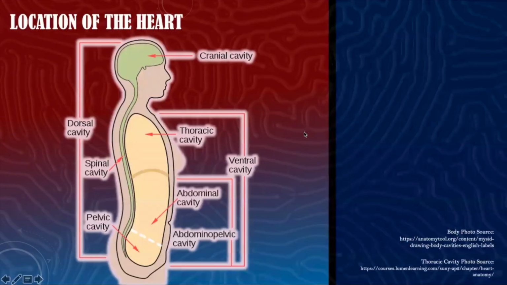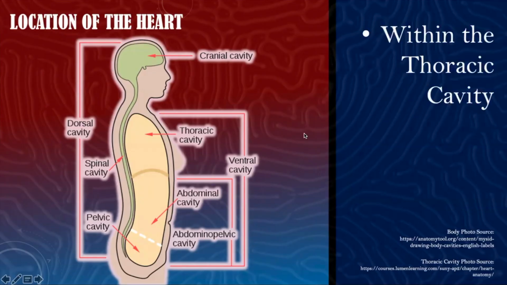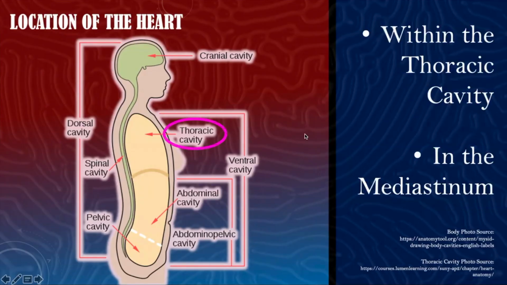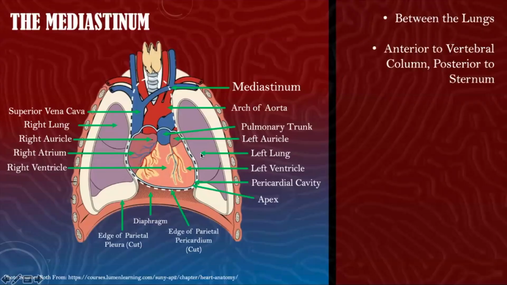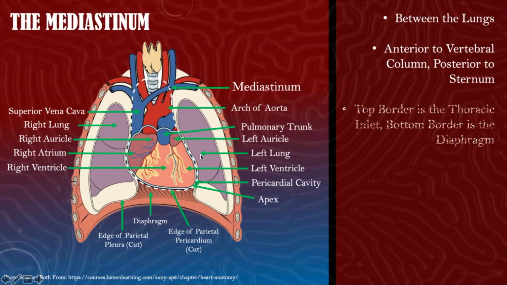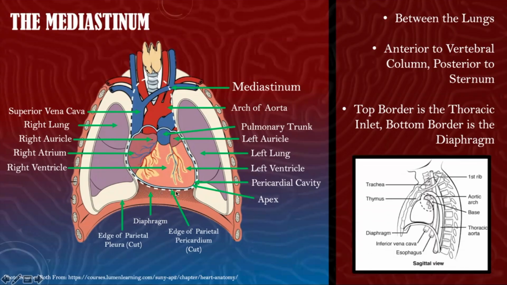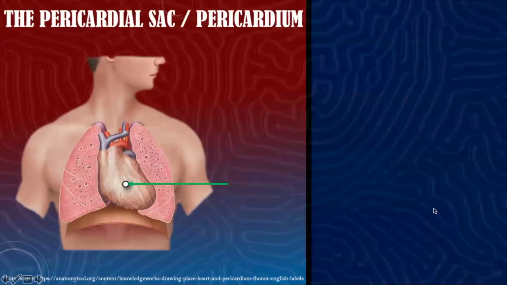And the location of the heart is within the thoracic cavity inside of the mediastinum. You can see the mediastinum outlined here with the white dotted line. It's between the lungs and then in front of the spine and behind the sternum. And the top border is the thoracic inlet. The bottom border is the diaphragm. And you can see a lateral view of the mediastinum here.